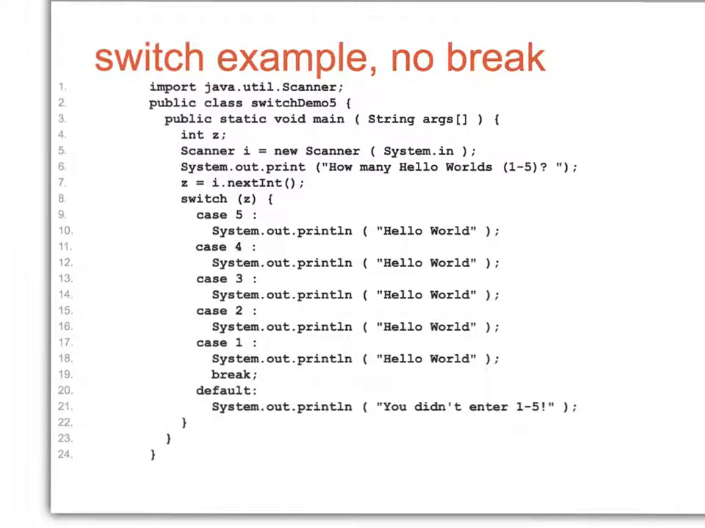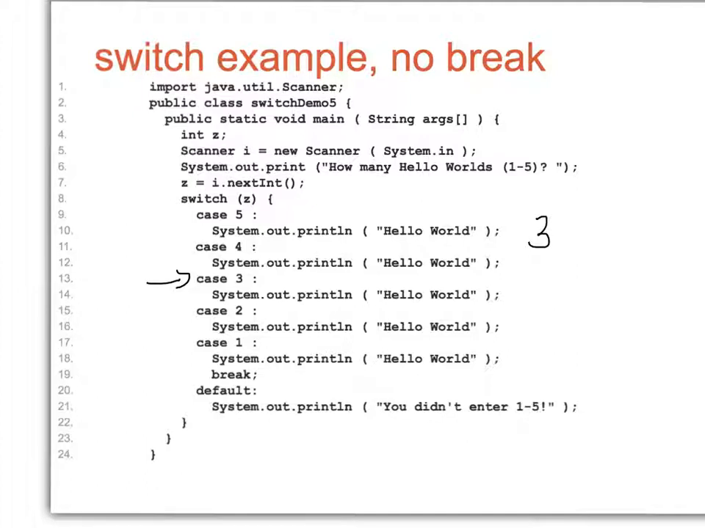Okay, in this particular example, it's asking the user to type in a number between 1 and 5 to see how many times you want to print out the phrase hello world. If the user were to enter a value of 3, then it first tests, is the Z equal to 5? No, it's not, so it's not going to execute line 10. So it comes down to line 11. It's not equal to 4, so it's not going to execute line 12. It is equal to 3, so it's going to print out that line, hello world.